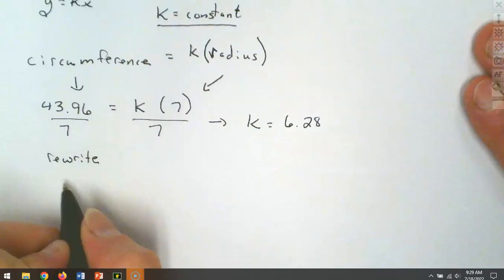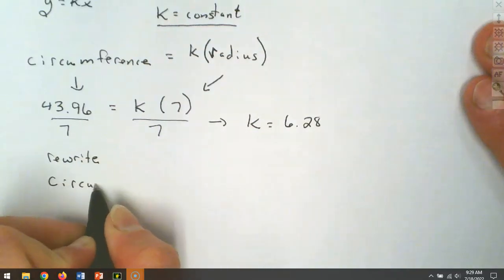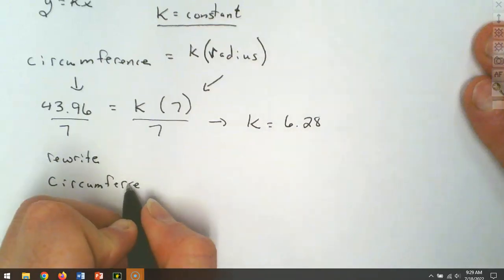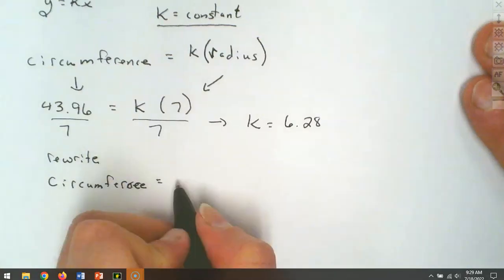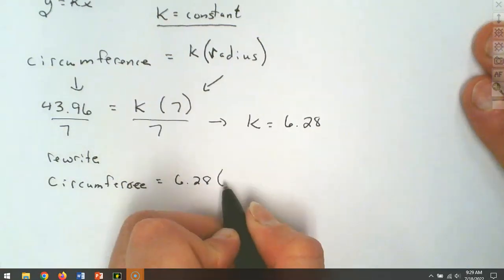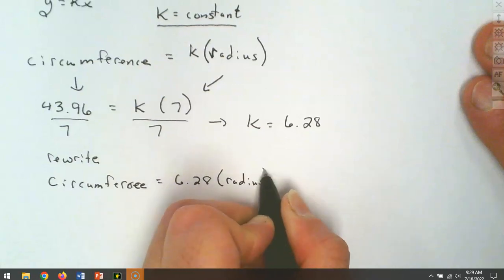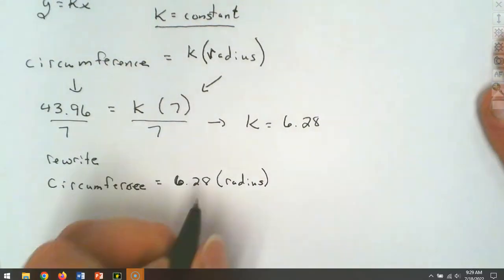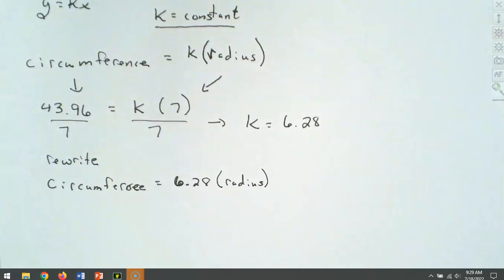So when we rewrite our formula, our circumference is going to equal 6.28 times our radius. And now we have to answer the question. So we found our formula. This was a basic one. I picked this one because we know what that k should be. It's 2 pi, that's 6.28. So I picked this one so you can see how they actually came up with the value of pi thousands of years ago. They did these exact same calculations.